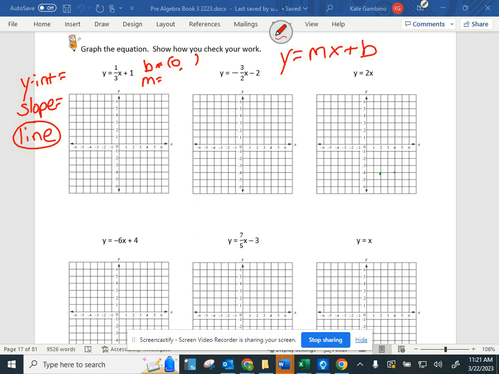We are not doing the second page today, or the third page, that last page. We're not doing that last page today. Just work on these 9 graphs for today. Okay? Any questions? So I need to see all 3 steps. Your B, your M, and your line.